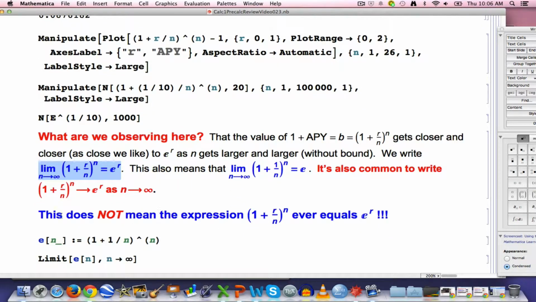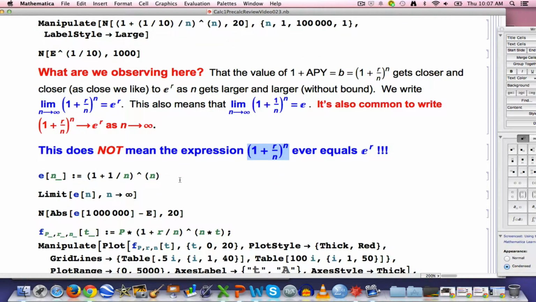I emphasize once again, this does not mean the expression 1 plus r over n to the n power ever equals its limiting value. And in fact, you can say with this example, it never equals it. For a fixed r, no matter what n is, this will never equal e to the r, no matter how big n is. But it does have e to the r as its limiting value. There are some examples of things that do equal their limiting value, so you should not rule that out, but in general you should not assume the expression you're taking the limit of ever equals its limiting value.